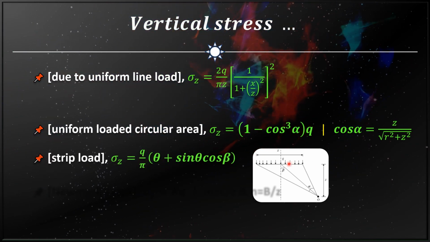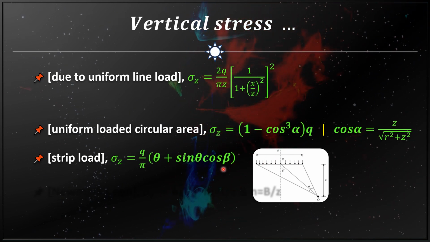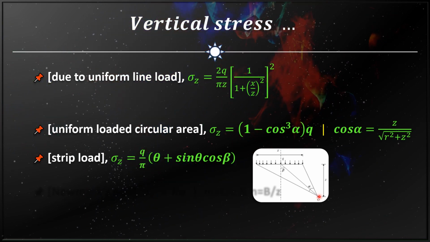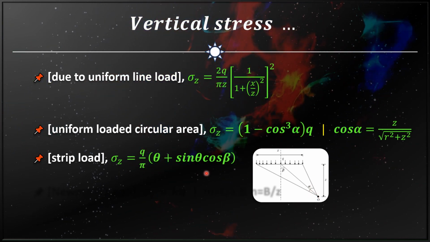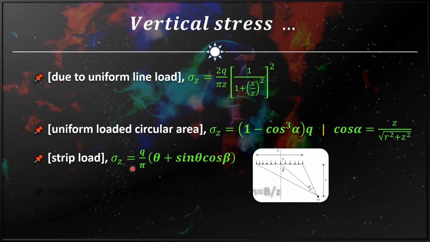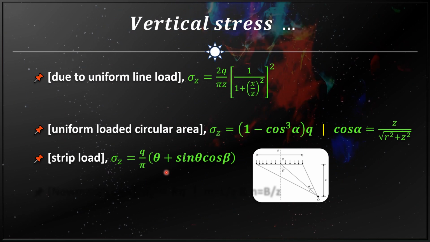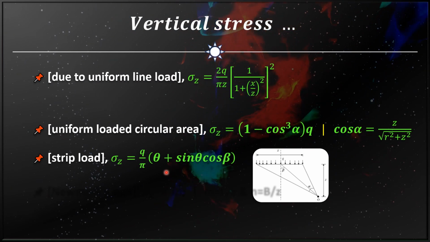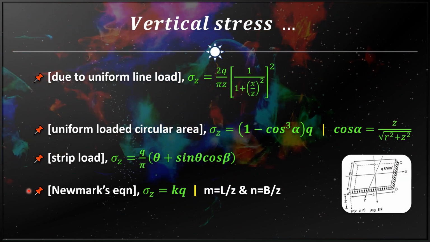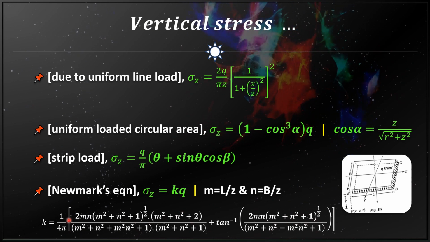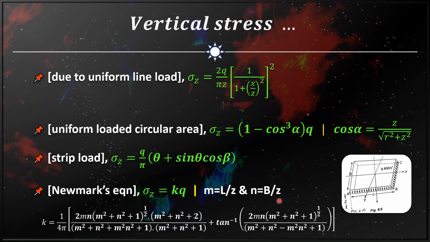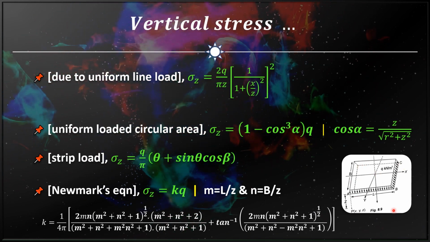And in case of strip load, this is a kind of strip load condition, sigma z is q by pi into theta plus sine theta cos beta. So this is the beta value, and the angle made at point O by the two edges is nothing but theta, or we can say alpha, anything. At the center of the strip load, beta is 0, so cos 0 is 1. So simply we can say sigma z is equal to q by pi into theta plus sine theta, at the center of the strip load. And this is the Newmark's equation, and here we have to find the value of k by using this relation. So k is equal to 1 by 4 pi into an expression in m and n, where m is L by z and n is b by z. So this is the Newmark's equation, k into q.